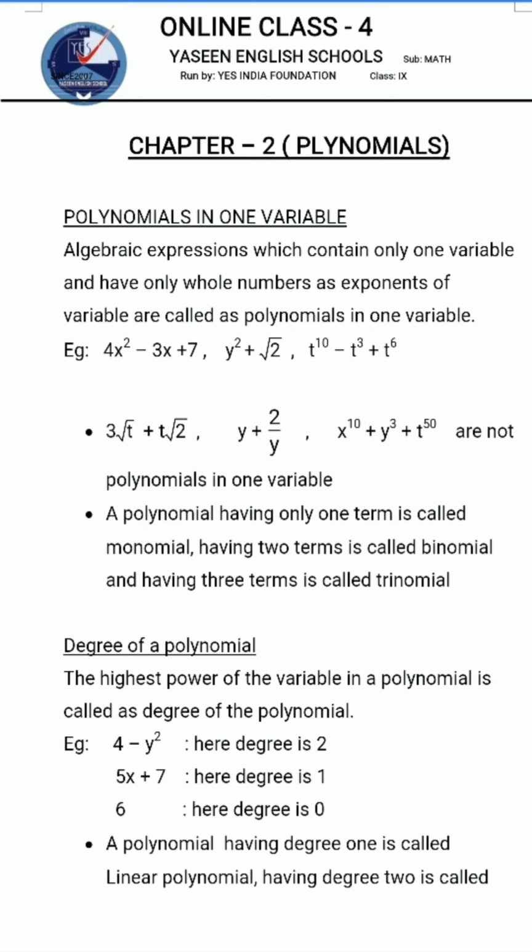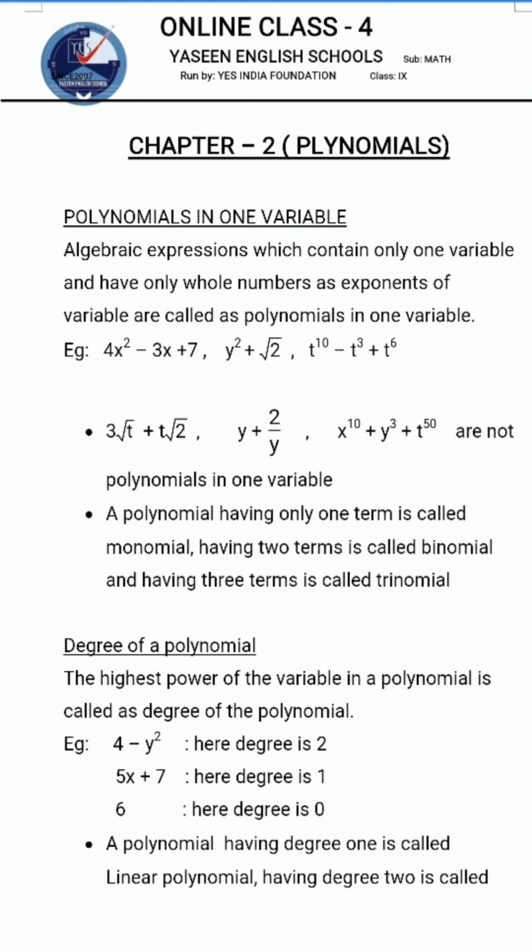Look at the second one, y square plus root 2. Root 2 is a constant number. Any root or any fraction can come as a constant, no problem. The variable is y, the alphabet. What is the power of the variable here? It is 2, a whole number. That is also a polynomial. Third example, t raised to 10 minus t raised to 3 plus t raised to 6. Here the variable is t and the powers of t are 10, 3 and 6. They are all whole numbers, so it is also a polynomial.